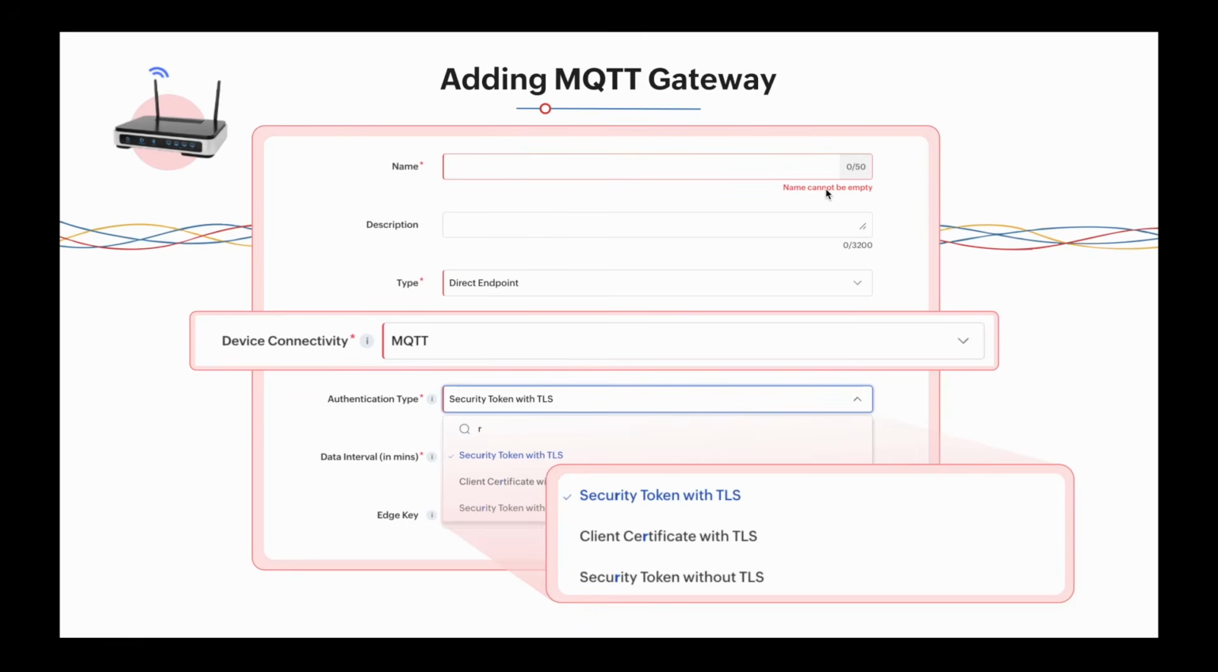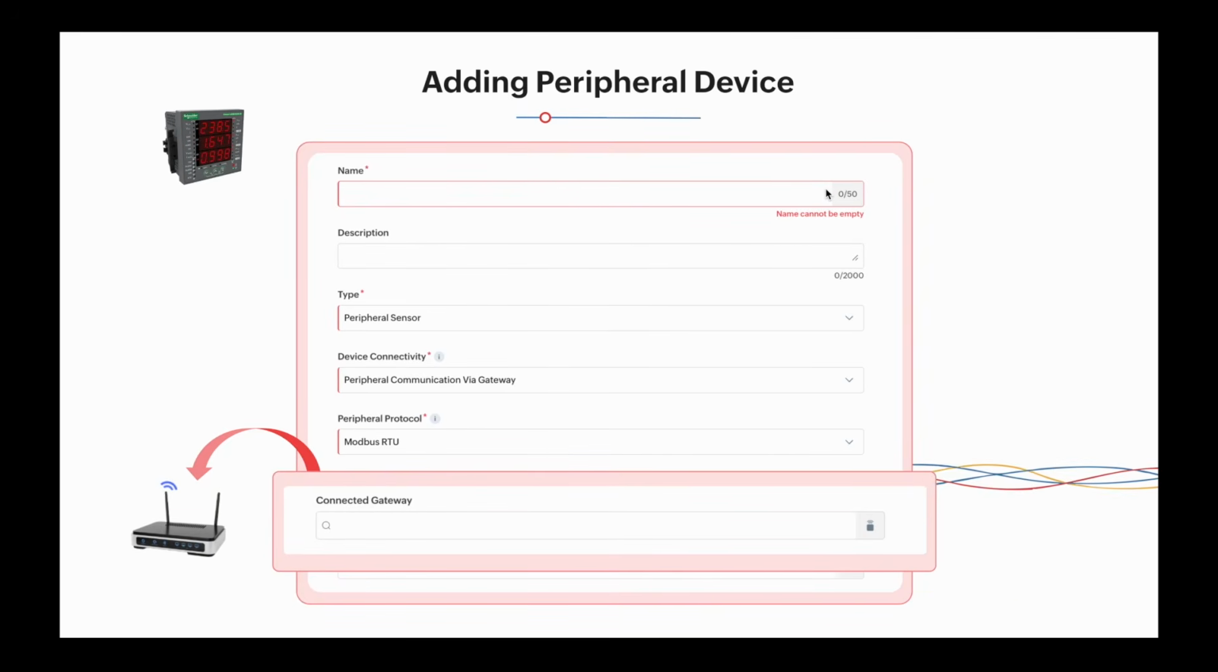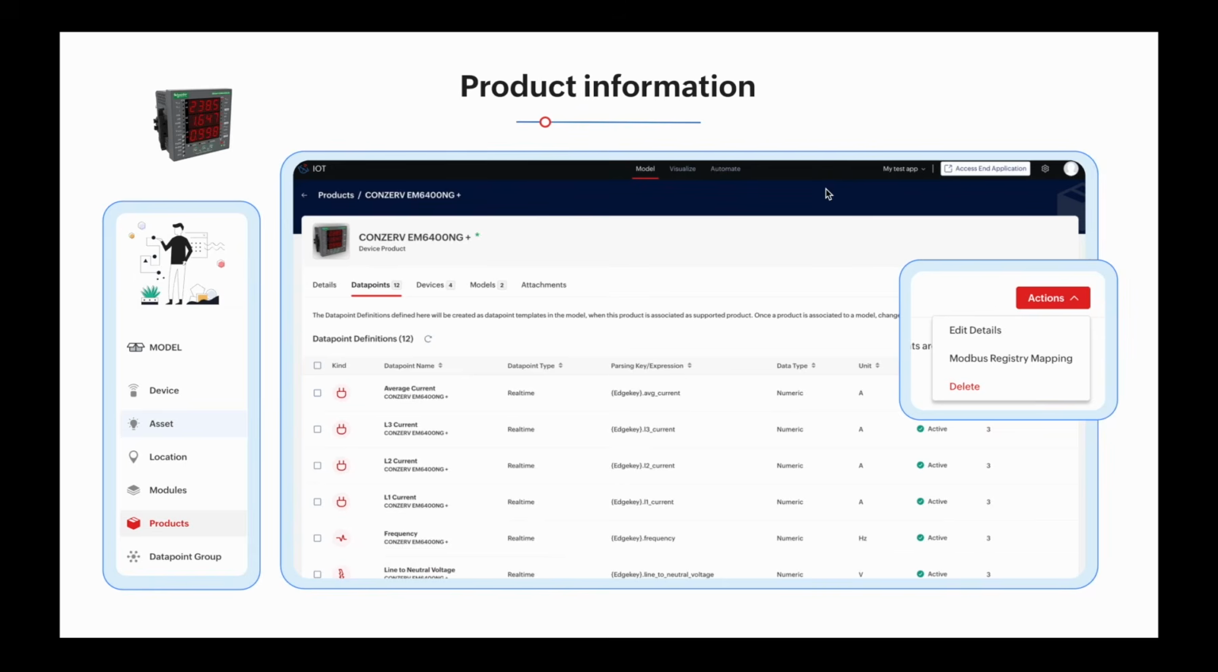Once you register this, you will get all the MQTT credentials. The next step would be adding this peripheral device, which is an energy meter. Here you can see there is a peripheral protocol, which is Modbus RTU in this case, and there's a menu for picking your gateway. This is the place you associate through which gateway this energy meter is going to send the data. Earlier we added a gateway, so that is the gateway that you will associate for this energy meter. Once that is done, you would go to the next step.